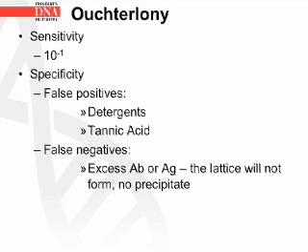The Ouchterlony test is only sensitive to a dilution of 10 to the negative 1. It gives false positives with detergents and tannic acid, and it can give false negatives if there's an excess of antibodies or antigens, because then the lattice will not form and no precipitate will be seen.